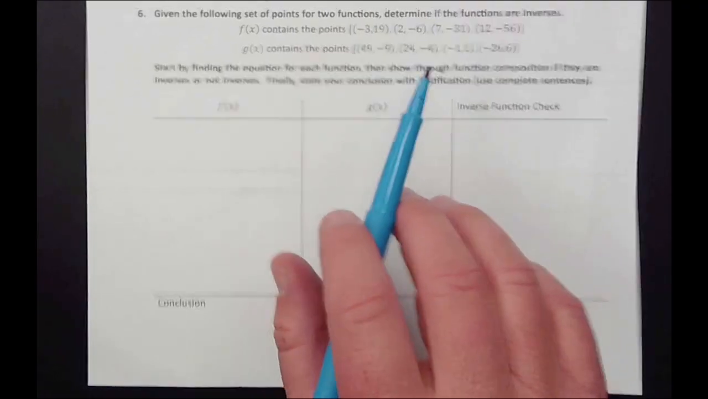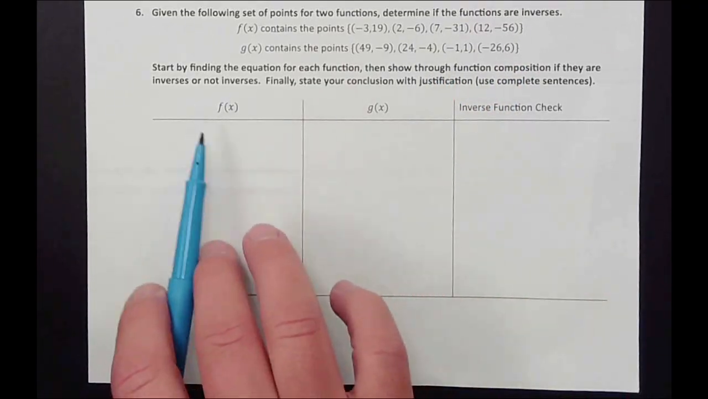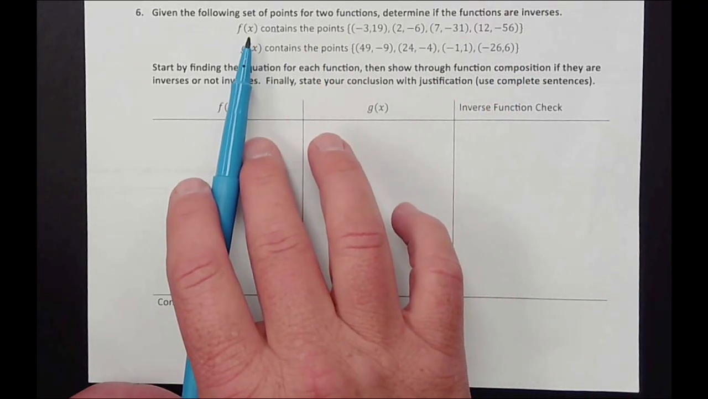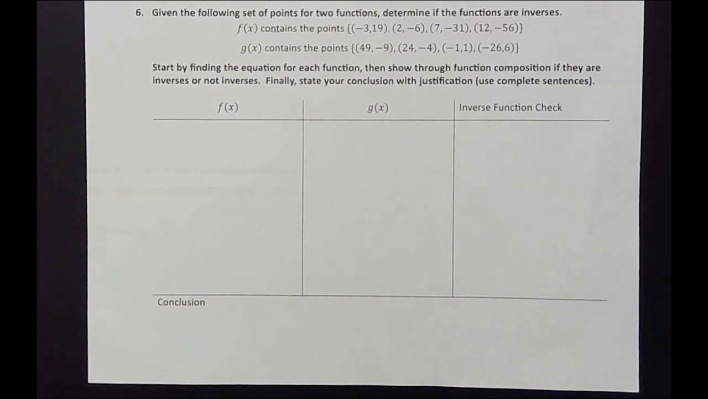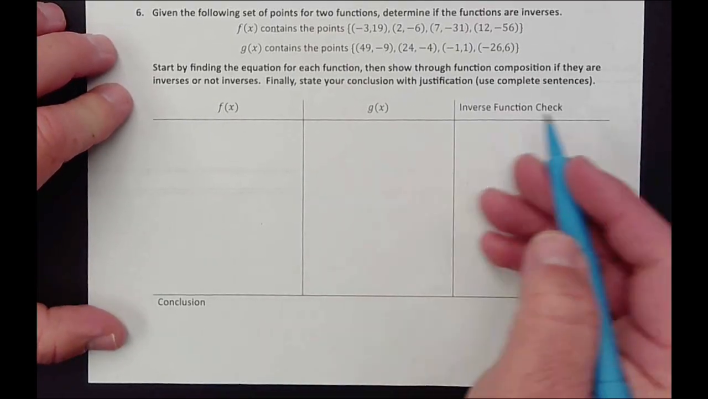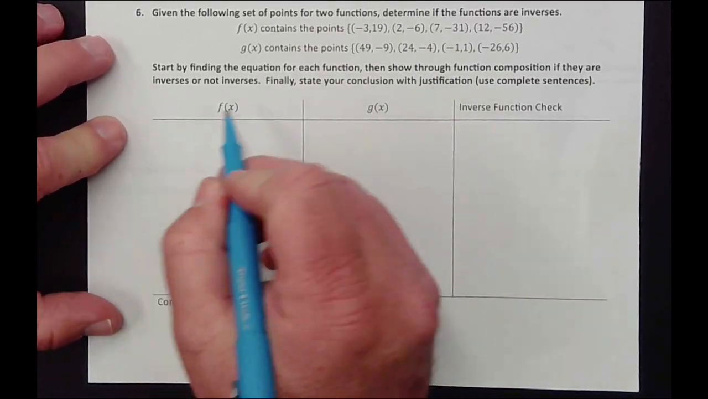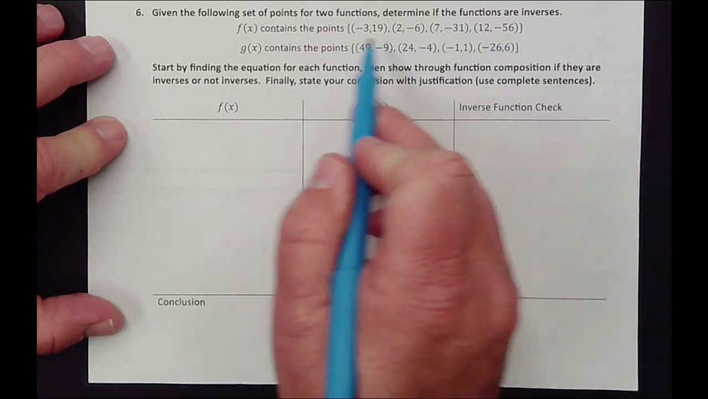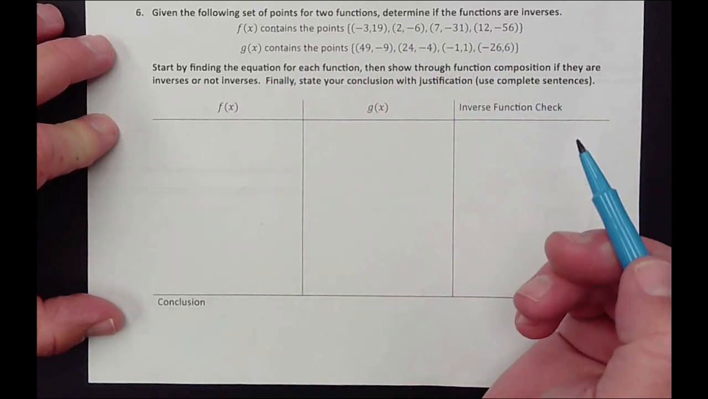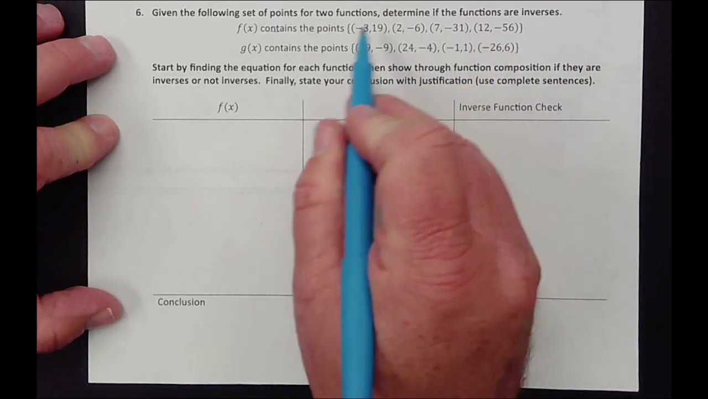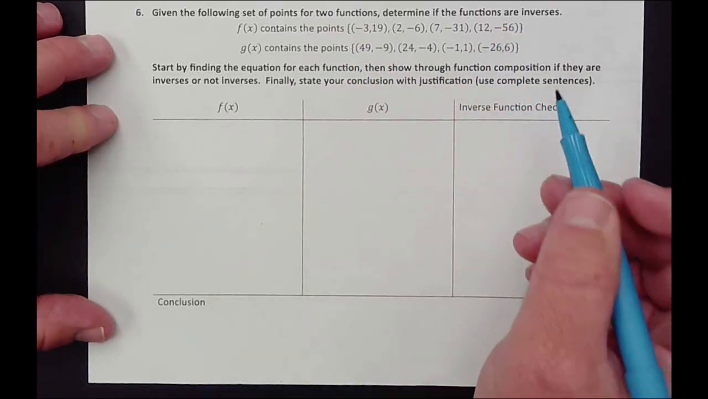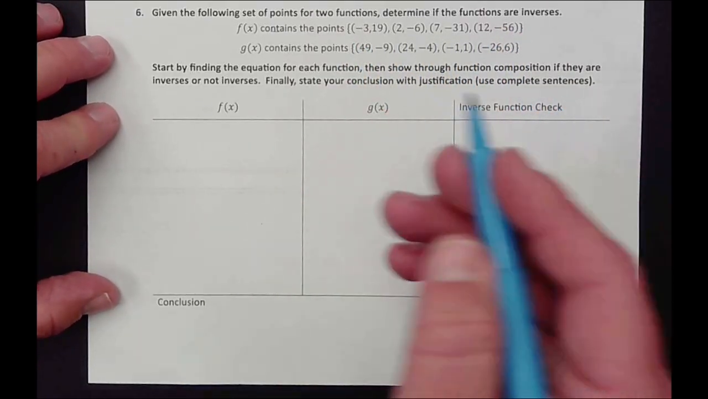So what I need to do is come up with the equation that represents each function, and then I can compare the two functions using function composition to see if they are inverses. So for f of x, when I had the points, we're going to assume right now these are linear functions. That's what we're working with. So I'm going to pick two of these points and come up with the slope and the y-intercept, and then I'll have my function for that.